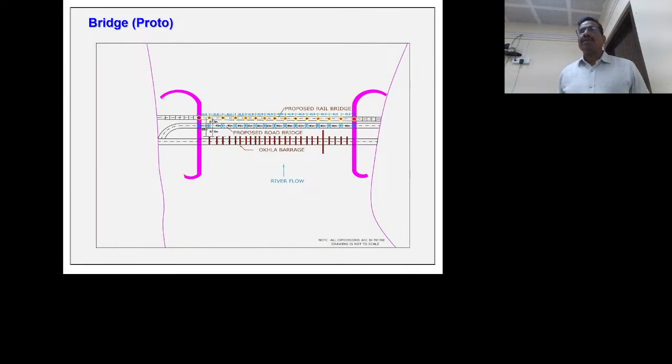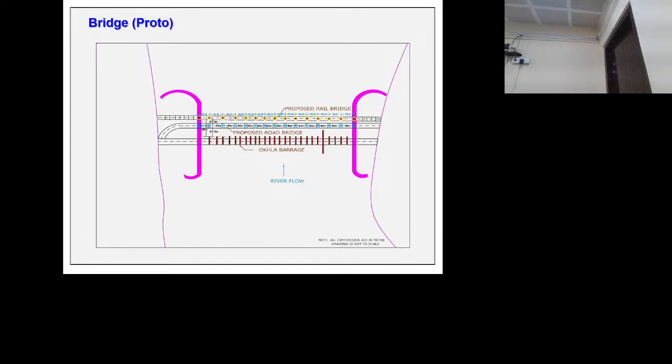Here is the one bridge. I explained about the bridge. Here the barrage is downstream of the proposed bridge. This is the proposed rail bridge. This is the proposed road bridge. This is the overall barrage. This is the reverse plan.